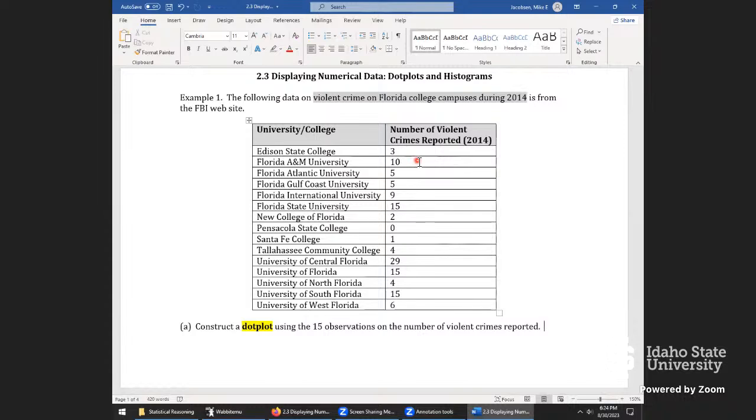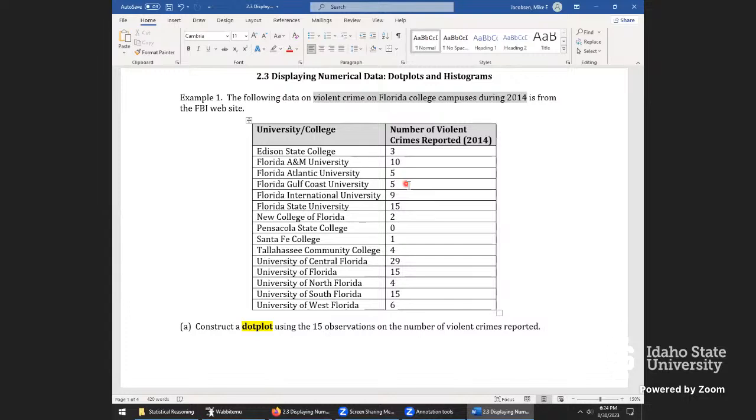Down the line, we have Florida Atlantic University, so 5. But now something weird happens. We have a repeated value. The next university was Florida Gulf Coast University at 5. When we have a repeat, we just stack the dots. That's how we're going to show how concentrated data is, maybe right around here. So there's our next value, and then we just continue on down the line. Making sense to everyone so far?